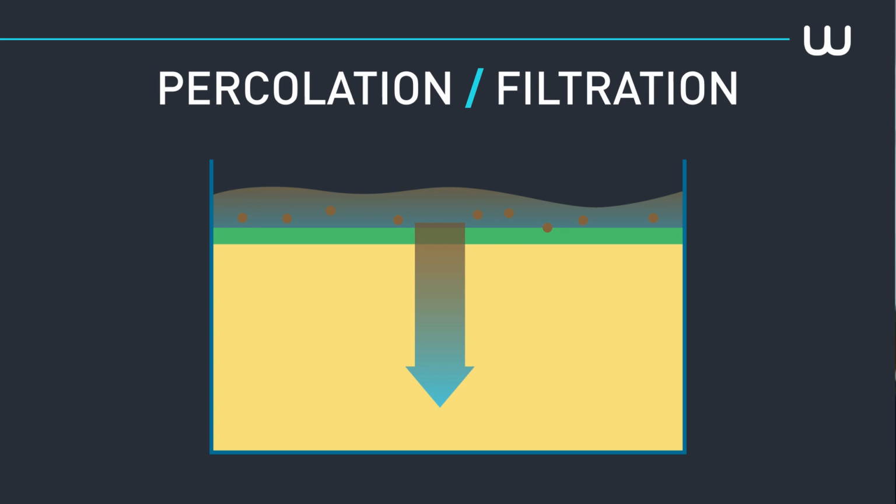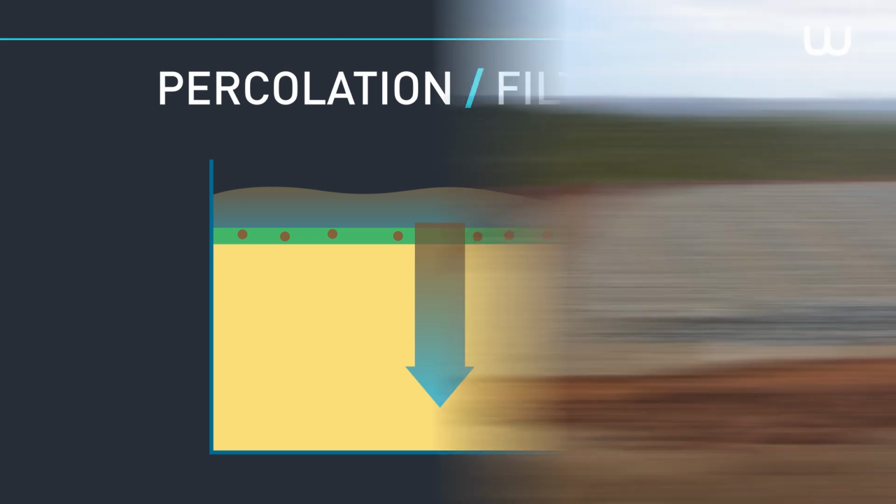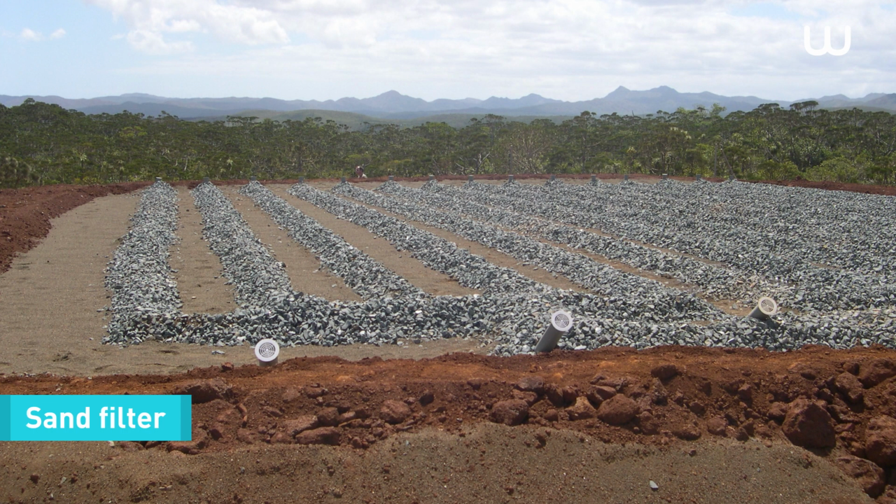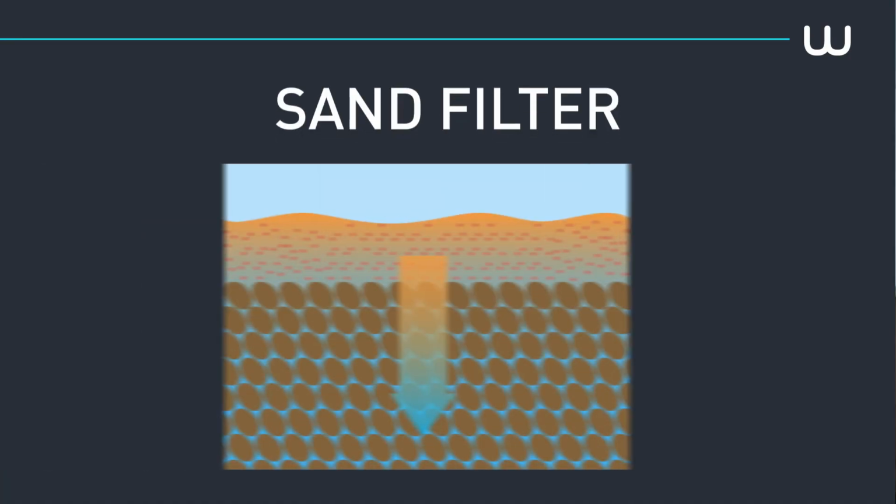Percolation filtration is a purification process based on aerobic biological filtration, i.e., in the presence of oxygen on a fine medium. The purpose here is to develop biomass on the upper part of the filtering medium, which will break down the pollution. The first process using this percolation filtration principle is the sand filter. The principle consists in passing water to be treated through a bed of filtering material, in this case, sand.